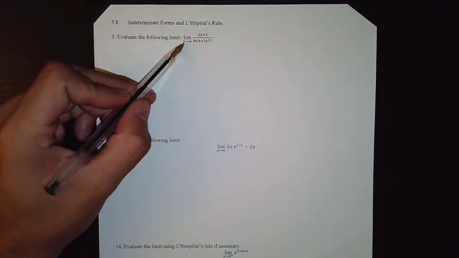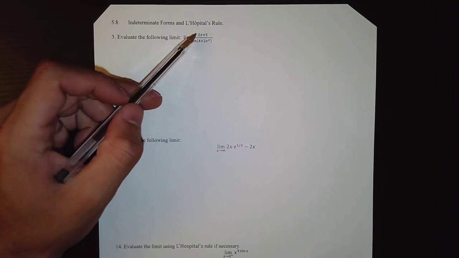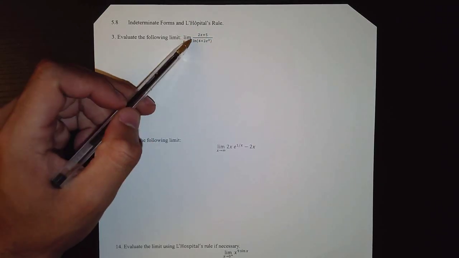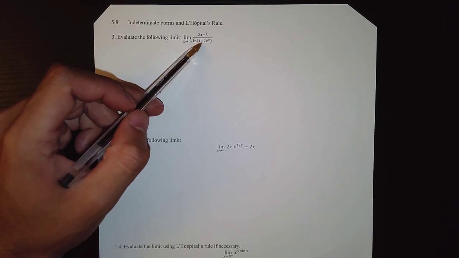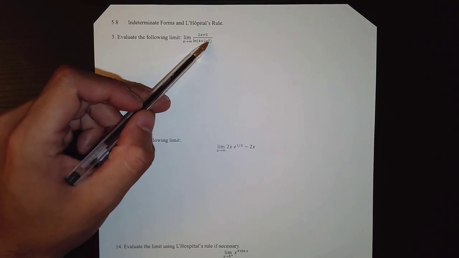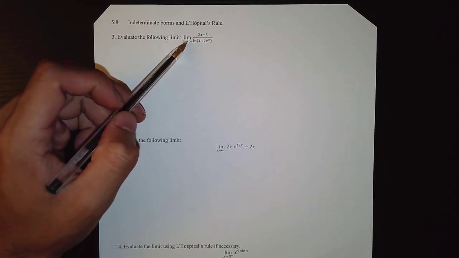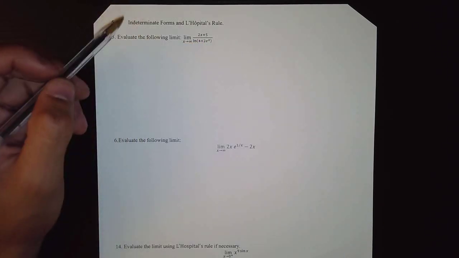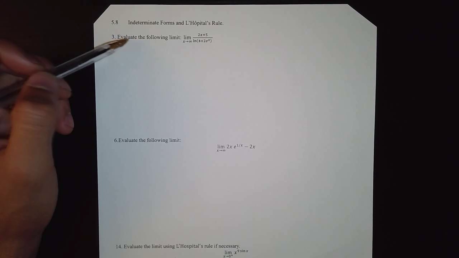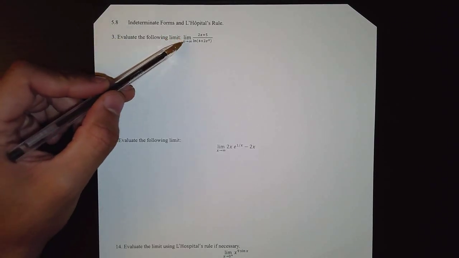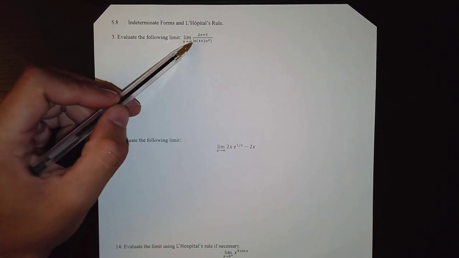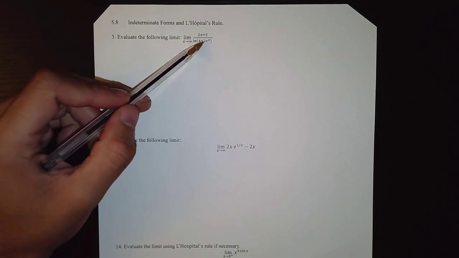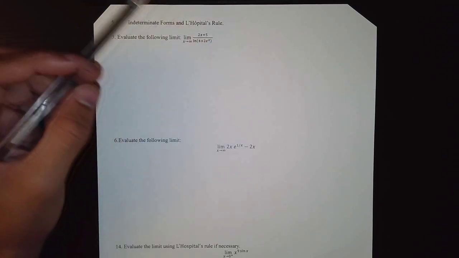Problem number 3 says, evaluate the following limit. The limit as x approaches infinity of 2x plus 5 divided by the natural log of 4 plus 2e to the x.